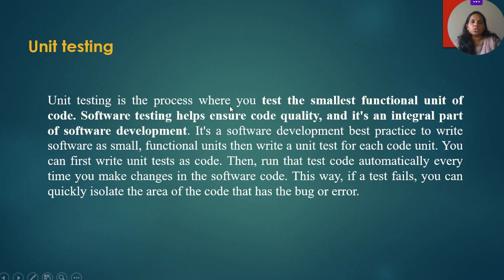Unit testing is a process where you test the smallest functional unit of code. Software testing helps ensure code quality, and it's an integral part of software development. It's a software development best practice to write software as small functional units, then write a unit test for each code unit. You can first write the unit test as code, then run that test code automatically every time you make changes in the software code. This way, if a test fails, you can quickly isolate the area of the code that has the bug or error.